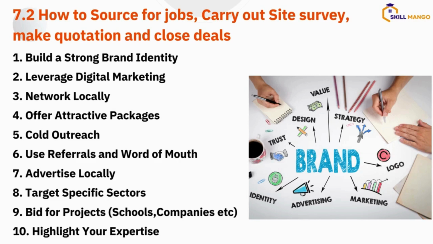Okay, so welcome back to this class, 7.2: how to source for jobs, how to carry out surveys, make quotations, and close deals. This is very straightforward. You have to build a strong brand identity. That's register your company. Get all your documentation, tax documents, get all of this ready, because you can get a call tomorrow to come and survey a big building or bid for a project. Don't be caught unaware. So get all these documents ready so you can get going and enter the street with your documents and go and measure, count all the doors.